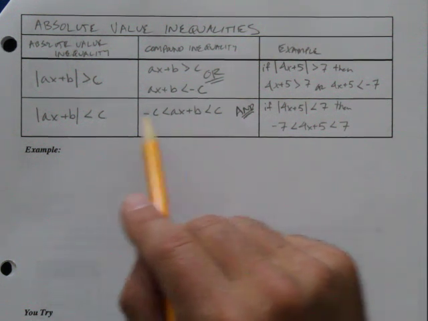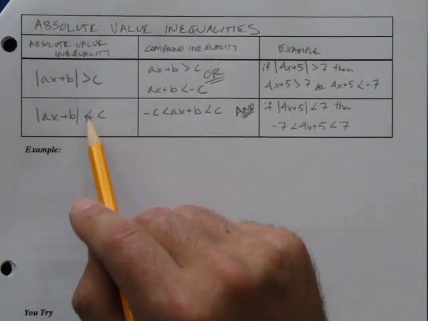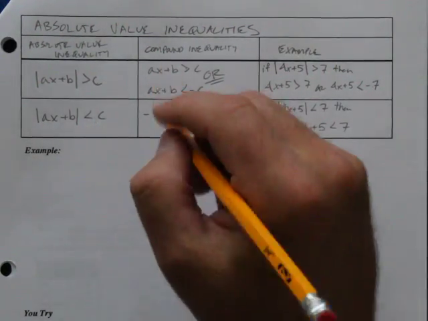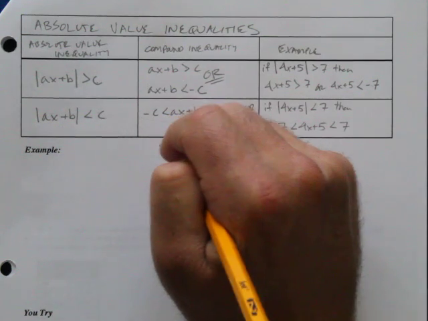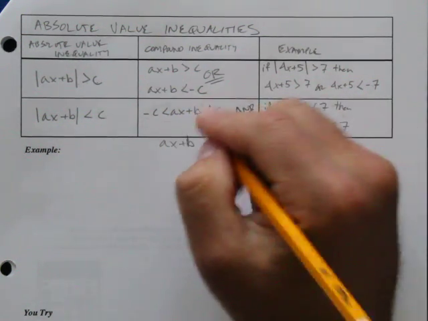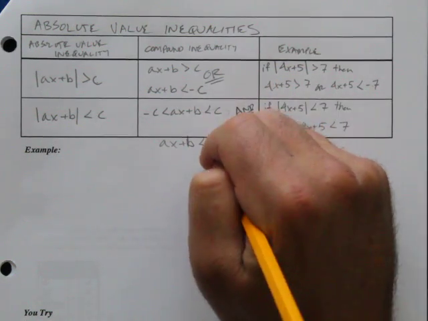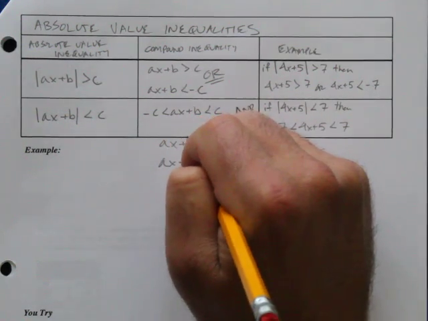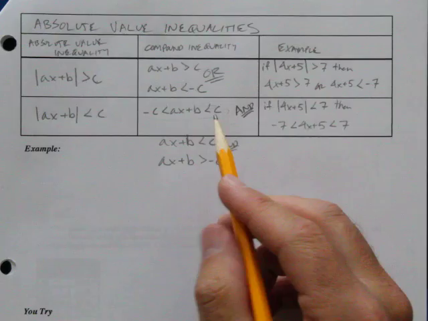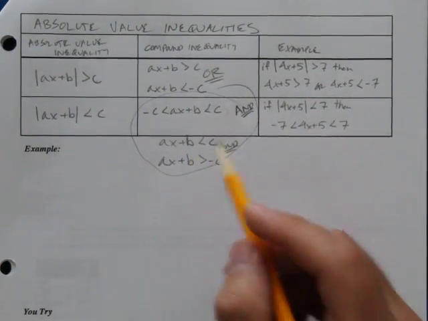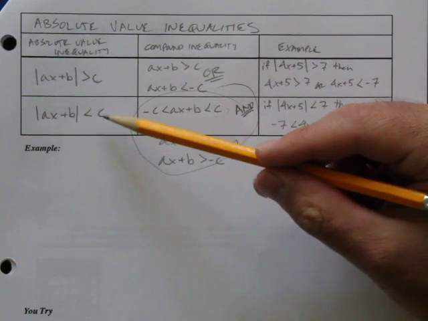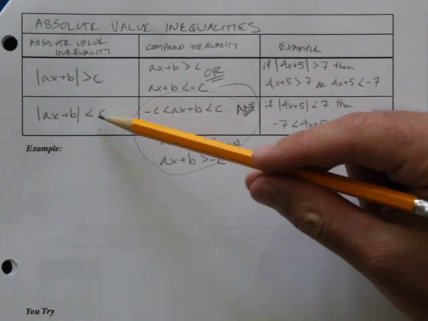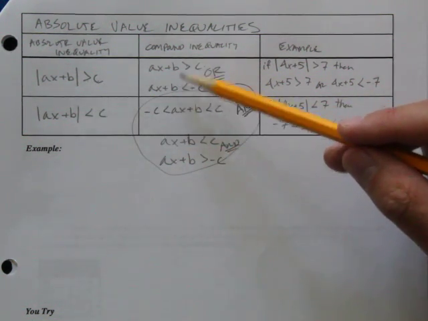Now, what if I forget which one is which? Don't worry about it. Don't go to this step. Instead, you can do this. ax plus b is less than c, and a times x plus b is greater than negative c. So you can do either one of these, it doesn't matter. If you can't remember that less than c is going to give you this whole mess, you can just treat this the same way that you would treat this.